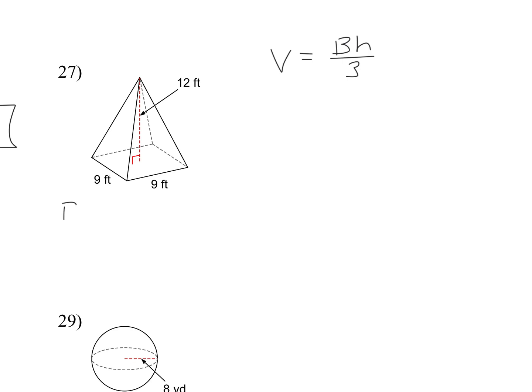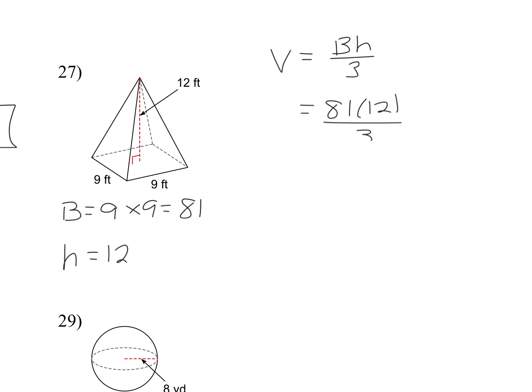So, how do I find the area of the base? 9 times 9. Yep, 9 times 9 is 81. What's the height of the pyramid? 12. Now you just plug those values in. 81 times 12 divided by 3.